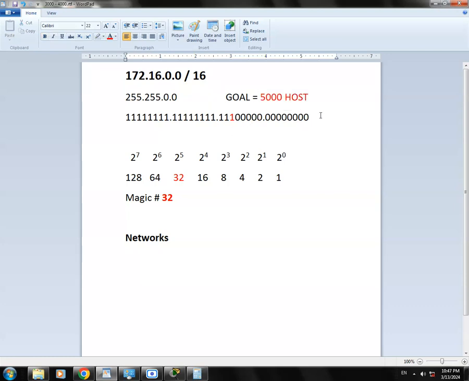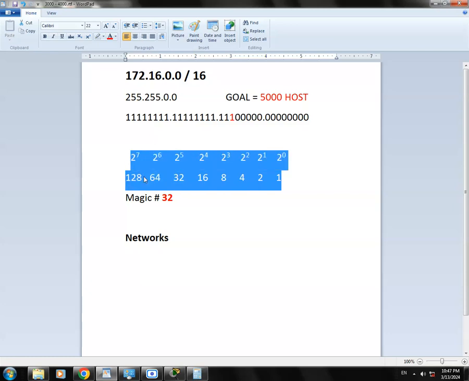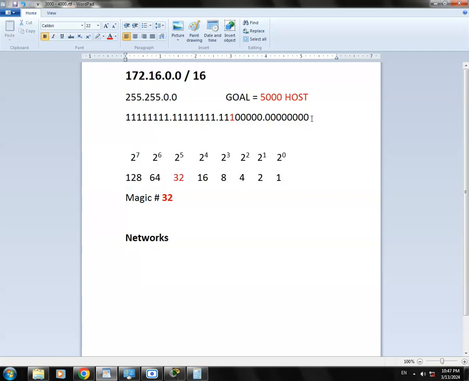So here is the combination of the binary. We do know that if we use this portion here, we cannot, because we don't have the option to get 5,000 hosts. If we match this pattern on this first portion, the maximum is 128. So since we know that this is 128, we will use the next portion to increase the number of hosts that we need.